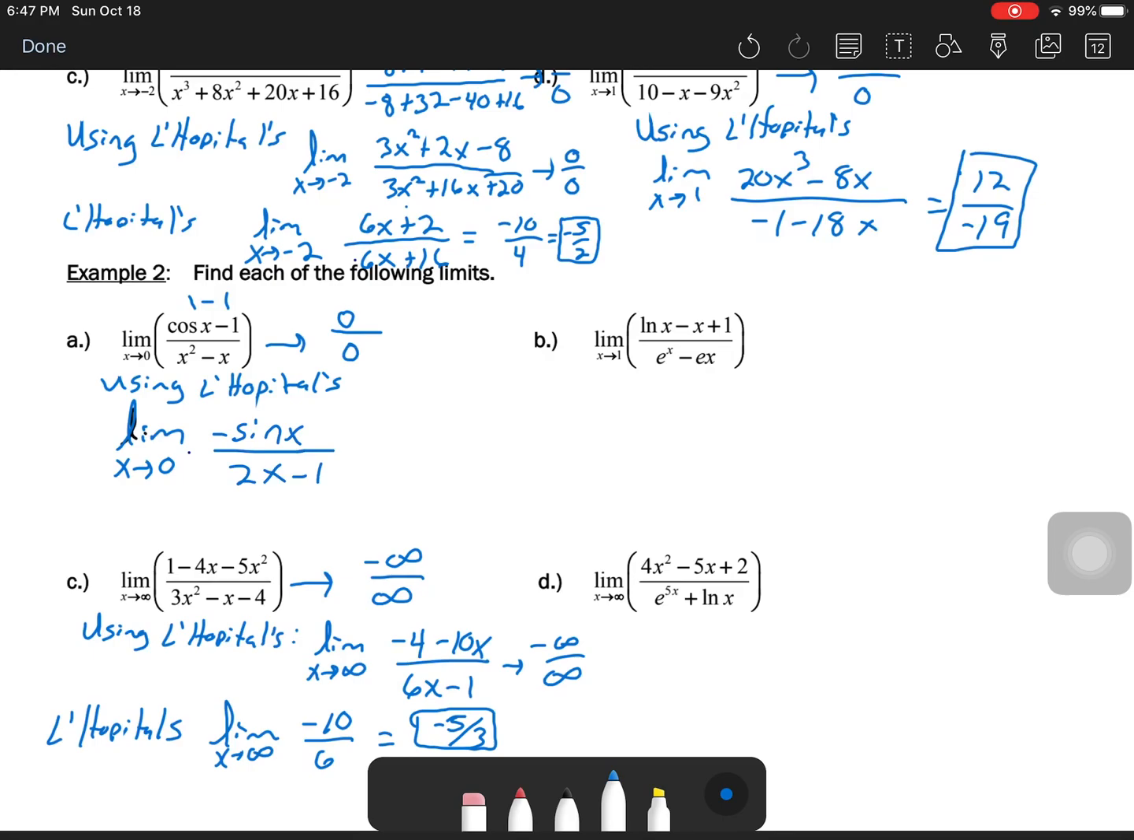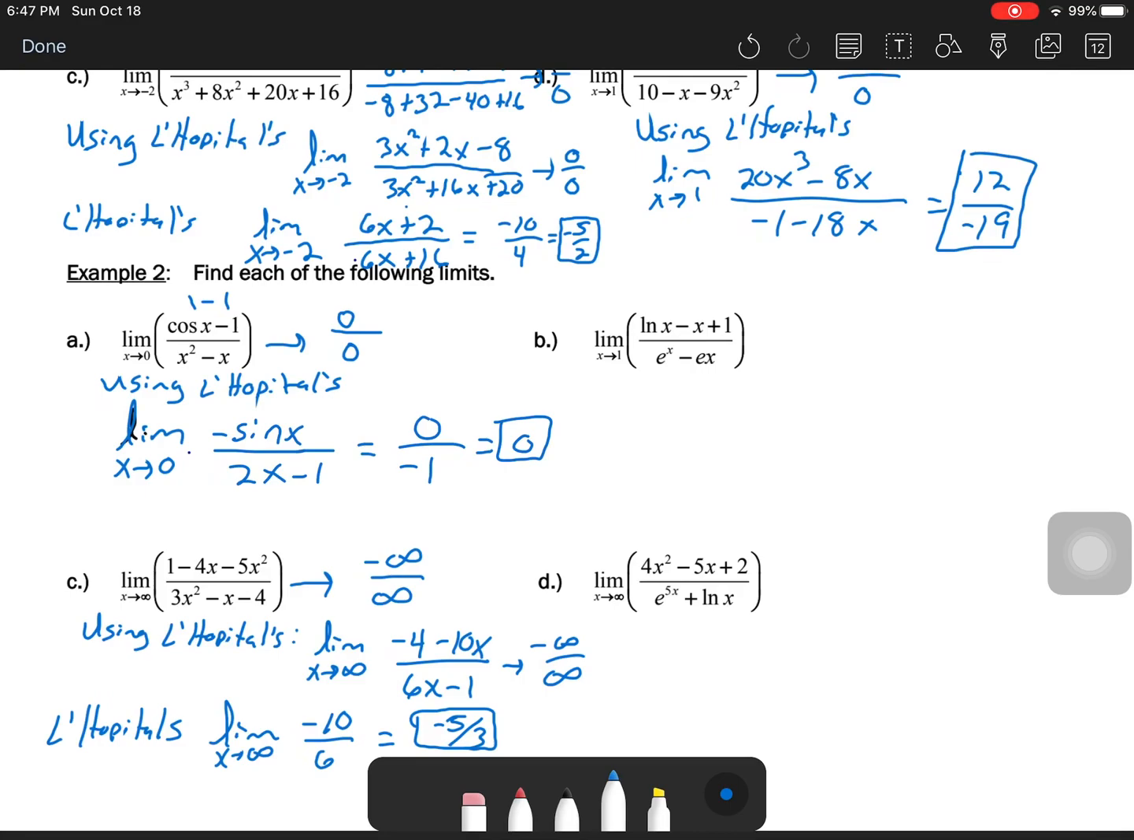And now if I plug in my 0, I'm still going to get a 0 on top because sine of 0 is 0. But on the bottom I do get negative 1. And that's not an indeterminate form. 0 divided by a constant is 0. So that would be our limit in this case. That would be 0. Okay.